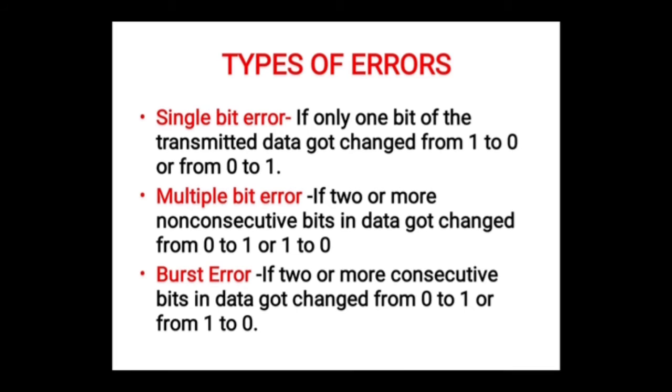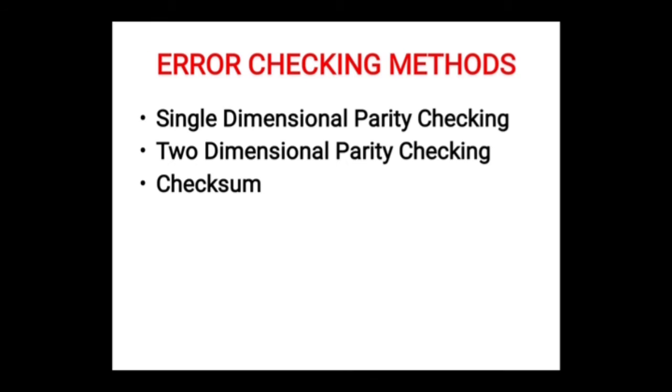Fine. The error checking and error detection methods are single dimensional parity checking, two dimensional parity checking, and the checksum. Children, we will be covering all these three methods in three separate videos. So you have to see each and every part of this video. In this particular video, we will be discussing single dimensional parity checking. But to understand the single dimensional parity or all error checking methods, we first need to understand what is parity.